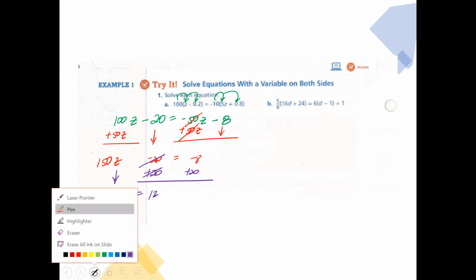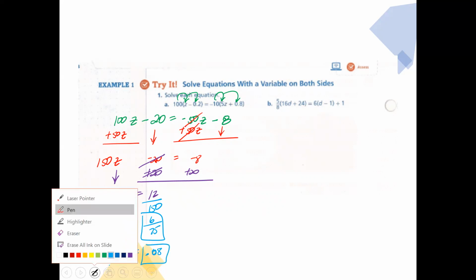And your last step is going to be, well, what is opposite of a times? That's going to be a divide. So I'm going to divide that on both sides, and I have z equals 12/150, and you can leave it like this, or you can reduce it, which will give you 6/75. And that is your answer. If you decide to go one step further and put it into a decimal, it will give you z equals 0.08. There you go.